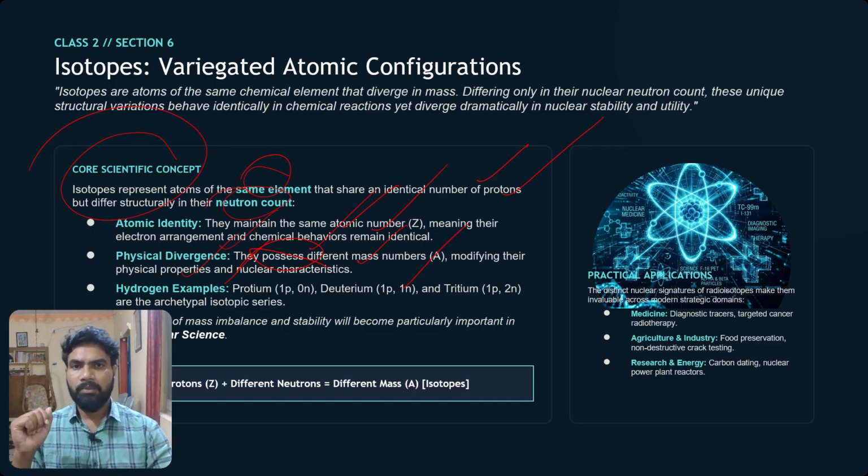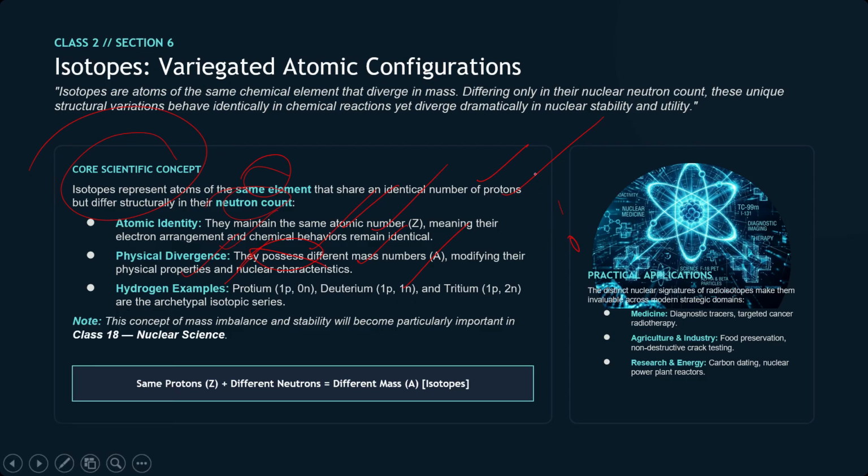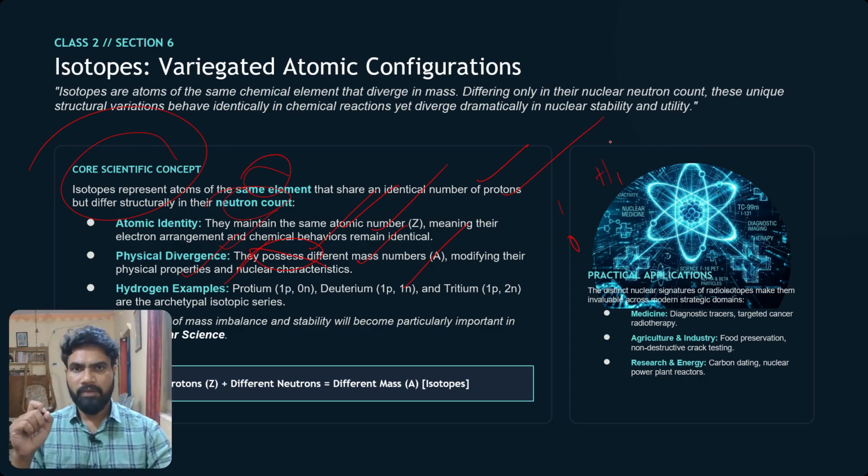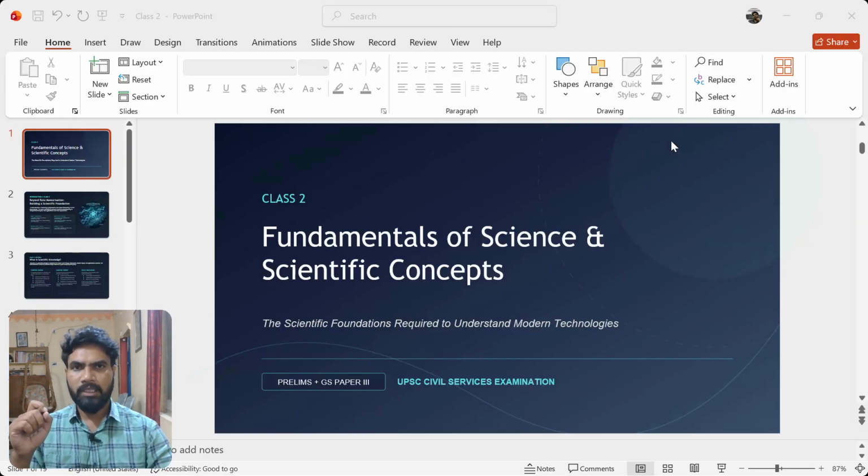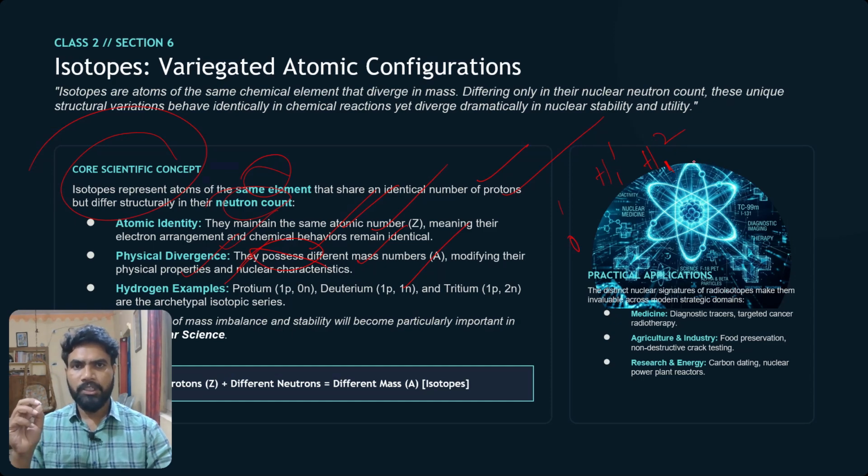So examples are protium. In protium, one proton is there but zero neutrons are there. You can say it's H 1 1. Then there is deuterium. In it one proton is there, and one neutron is there. So you will write it as H 1 2. Then tritium is there. This is H 1 3. These are the three isotopes of hydrogen.